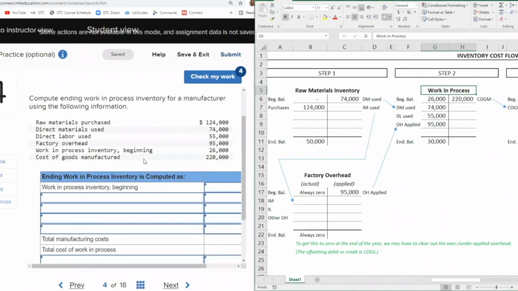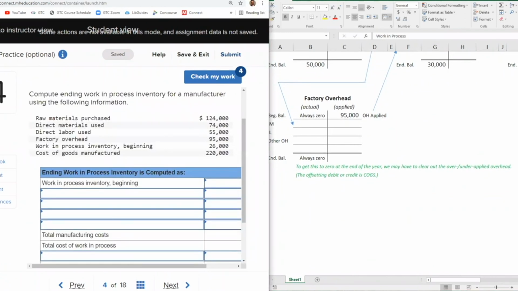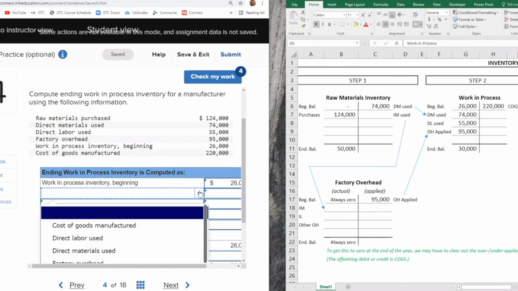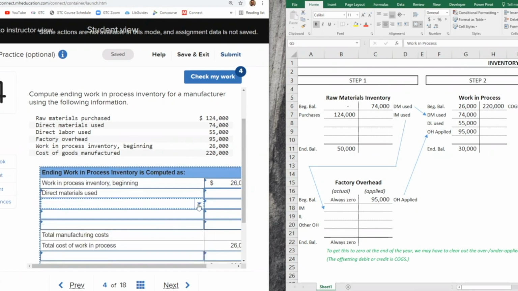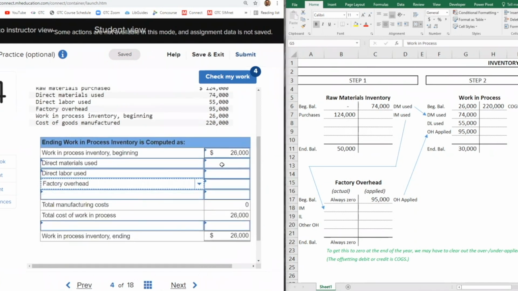They're asking for work in process ending. So what we can do is fill in this, right? The beginning work in process was 26,000. Now the cost added: direct materials used, direct labor used, and overhead. Those are the three components of manufacturing, right? So the direct materials used was 74,000. The direct labor used was 55,000. And the factory overhead was 95,000.